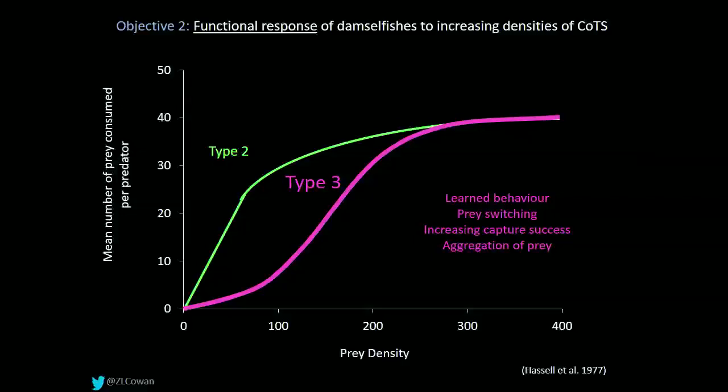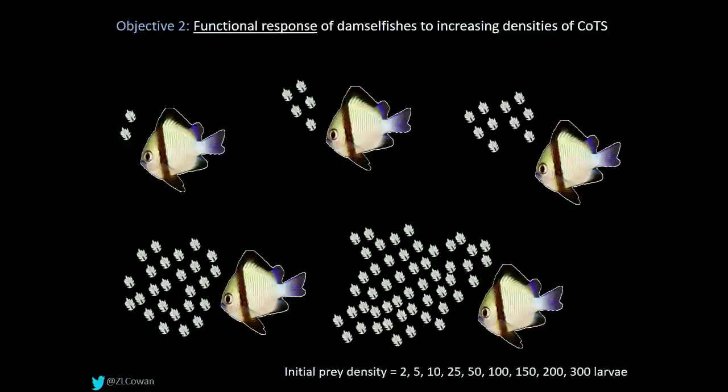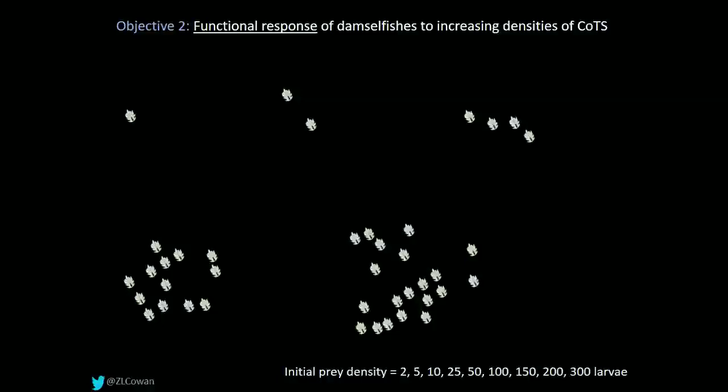So then to establish the potential role of predators in regulating survivorship and abundance of larval COTS, I explored the functional relationship between predation rates and densities of starfish larvae by feeding my fish with COTS larvae at a range of different densities. Again, I left them to feed for an hour and then removed my fish and counted the number of remaining larvae. I then plotted this against the initial prey density and ran some analyses to see which type of functional response best fitted the observed patterns of predation.